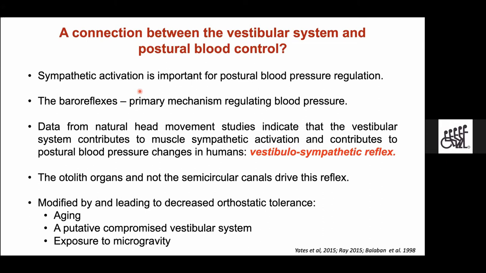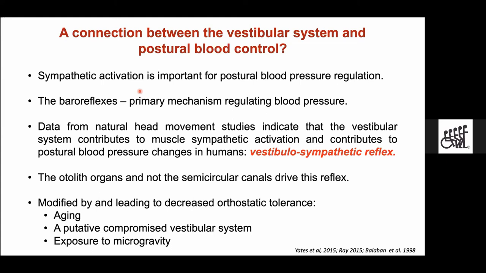But there is also data that show that natural head movements, such as pitching your head up and down, getting out from the bed, doing head tilts on either side, contribute to sympathetic activation, so muscle sympathetic tone, as well as controlling postural blood pressure. In patients who have, for example, orthostatic hypotension, where sudden postural changes cannot be compensated, we know that there is a component coming from the vestibular system, which allows us to detect our head motion and maintain our body posture stable, as well as the head on the neck stable, and has a significant role to play in this. This has been termed the vestibulosympathetic reflex.